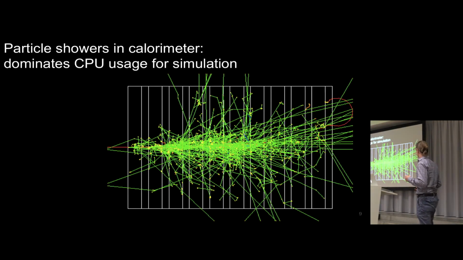And why is this so CPU intensive? Because one particle flies in and it produces a whole shower, and at each of these points you have to make a decision. Does it make an interaction? Does it continue to fly? And we do this at the microscopic level, making this a very CPU-intensive job.